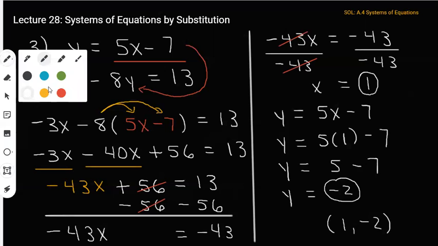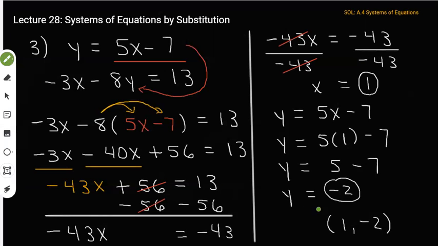My x value always comes first when I do these ordered pairs. So the x is going to be right here. And then the y value always comes second. So for every single one of these, you're going to be finding an x value and a y value.